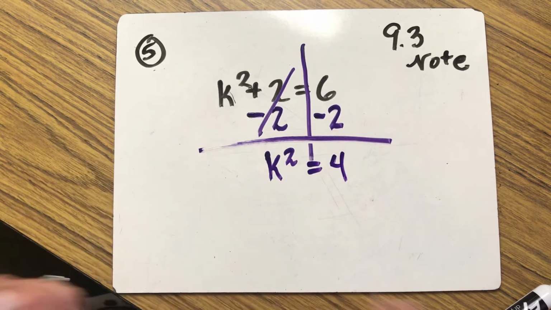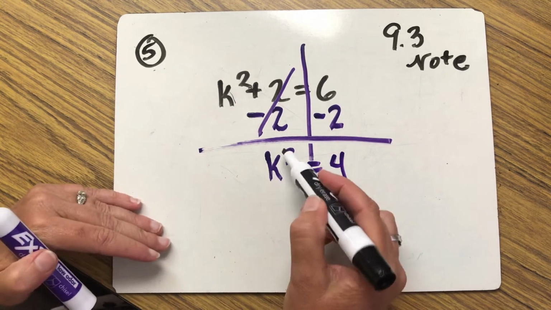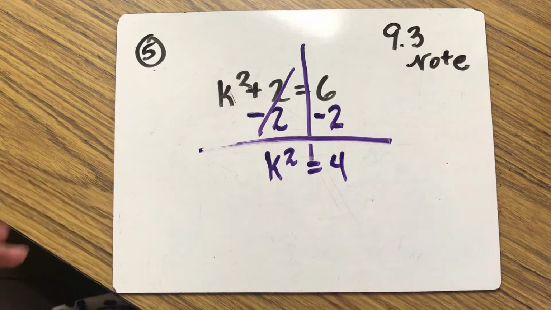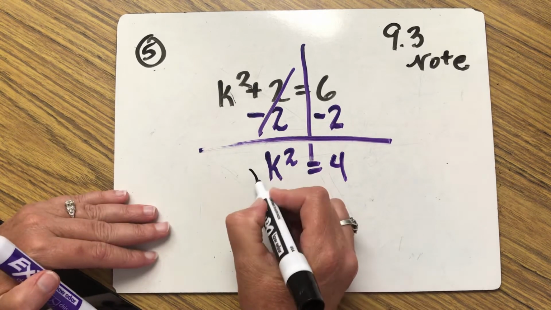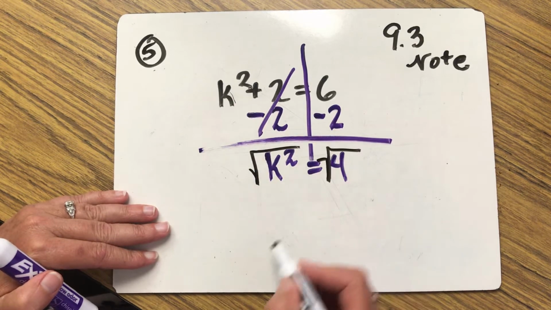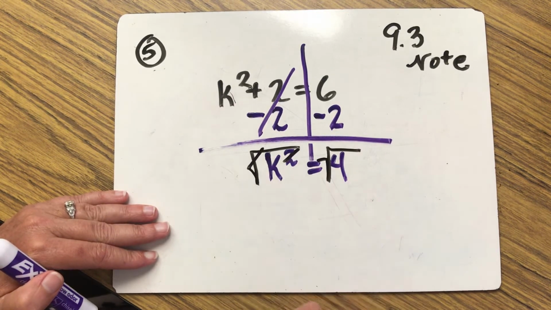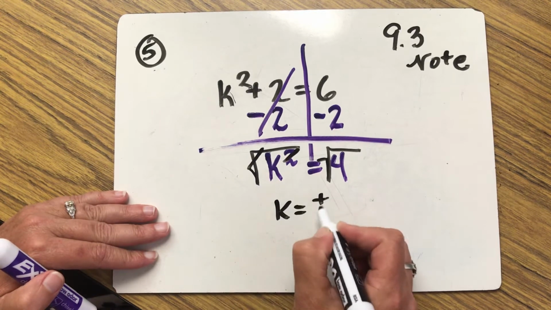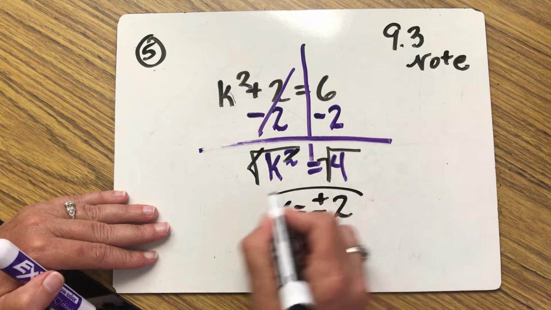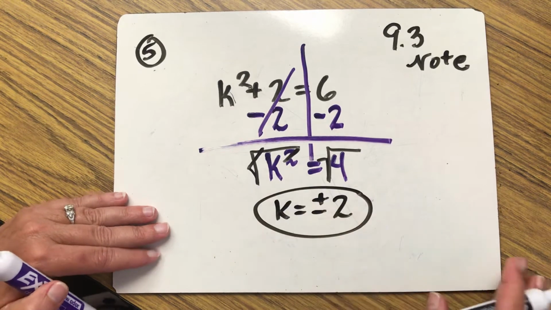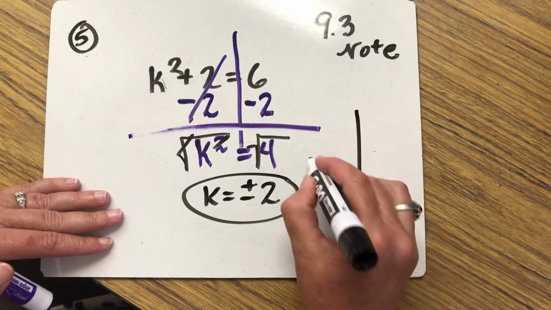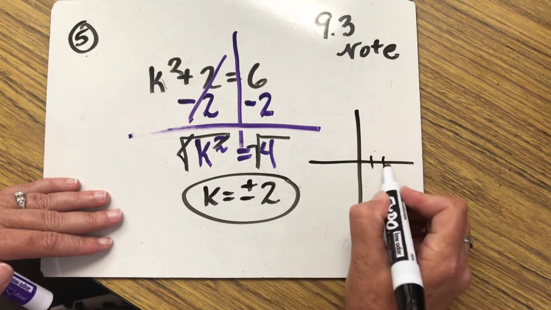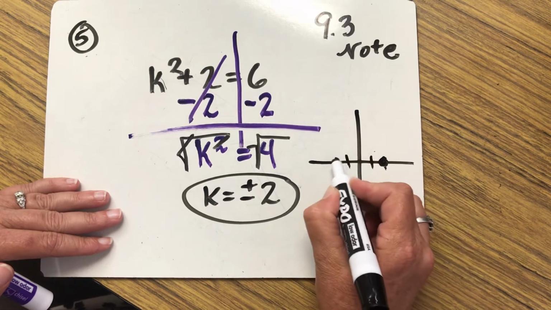I know that's not my final answer because I have k squared equals 4. And my final answer should be just k equals something. So the way to get rid of a square is to take the square root of both sides. A square and that little power cancel, and I'm left with k equals plus or minus 2. Final answer. And let's recall, what does that mean? Positive 2 right there, negative 2 right there.